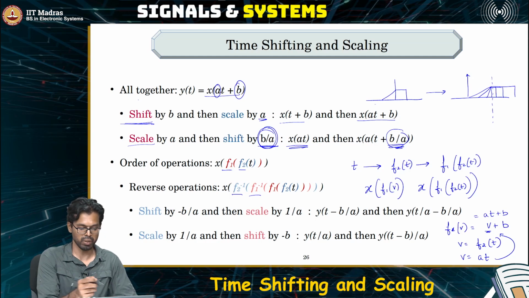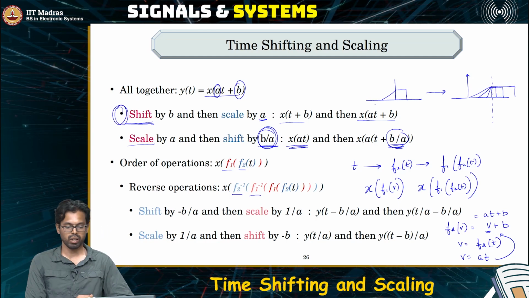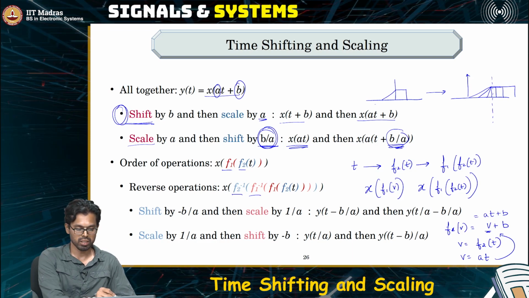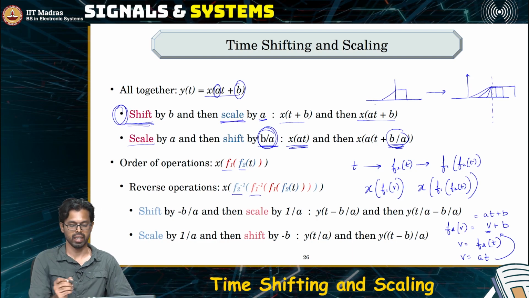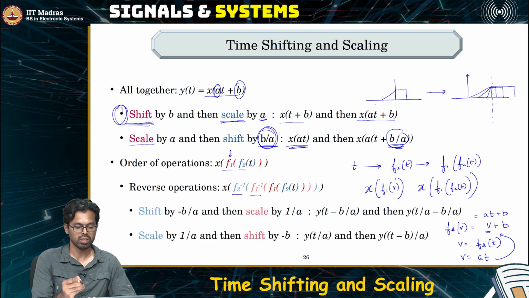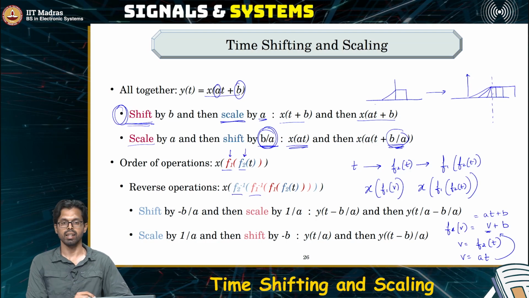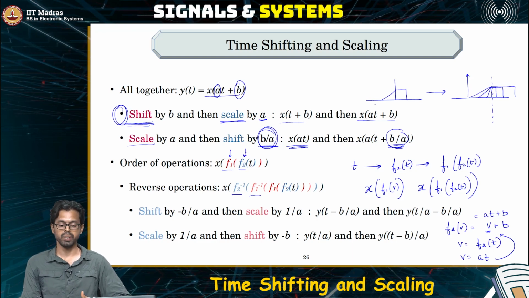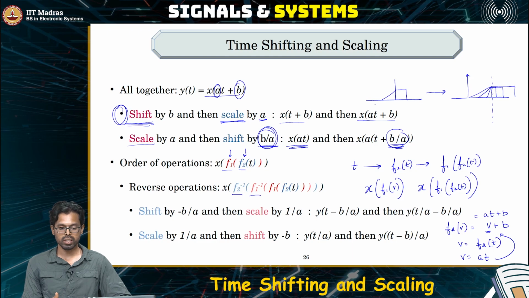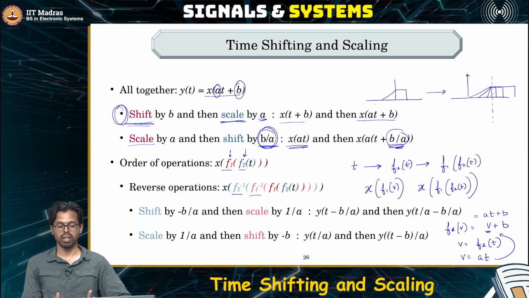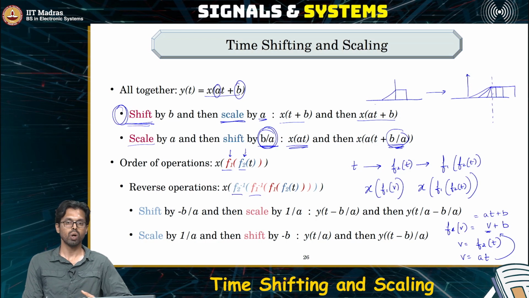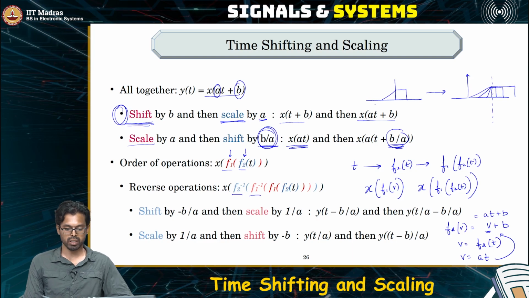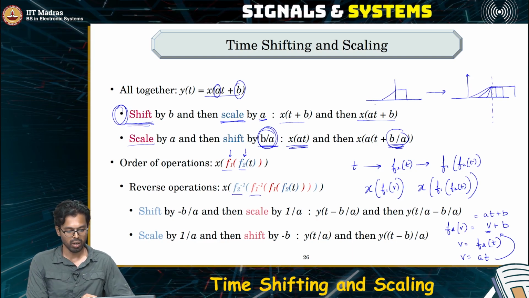So let's, for example, take this case where we obtained x of at plus b from x of t by doing the shifting operation first and then scaling operation next. In other words, f1 was shifting and f2 was scaling. So I want to now reverse this so that from x of at plus b, I'll get x of t. So how to do this? Because the scaling operation was the one that was done last, we have to do that now first to undo this entire thing. So how do you undo the scaling operation? The scaling operation should be done by multiplying with 1 by a.